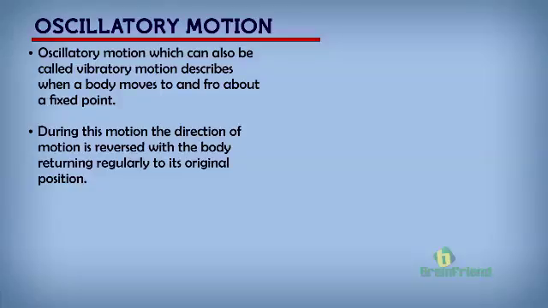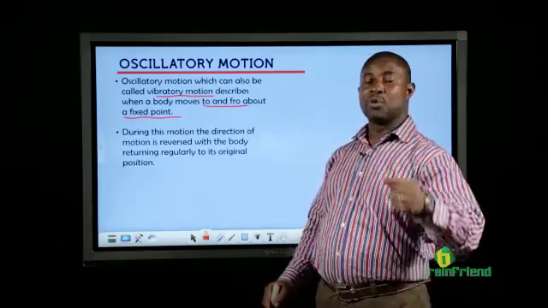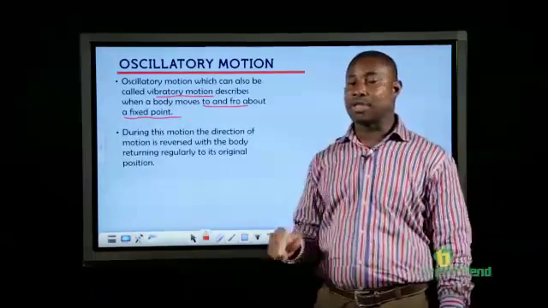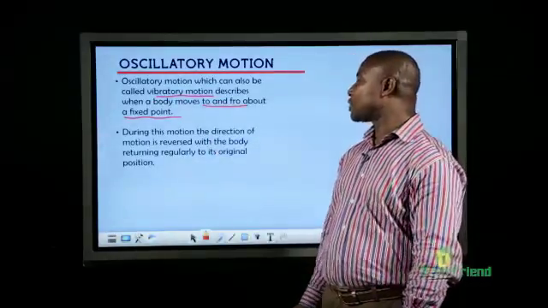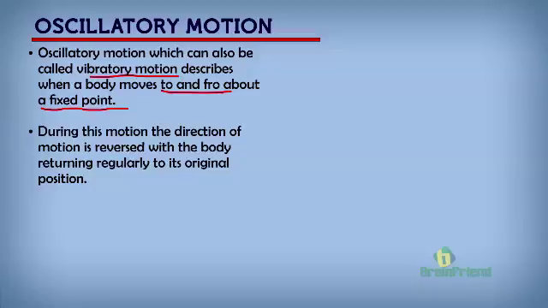Oscillatory motion can also be called vibratory motion, and it describes the movement of a body in a to and fro manner about a fixed point. So it moves to and fro from one point to the other, but it is about a fixed point. There are a few things we need to know. During this motion, the direction of motion is usually reversed and returns regularly to its original position.